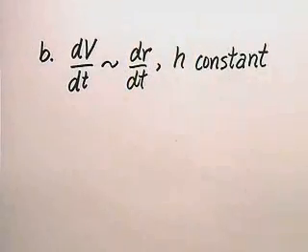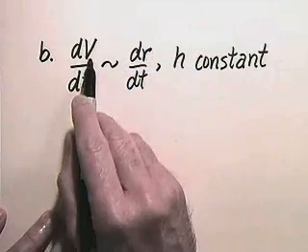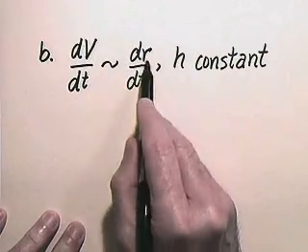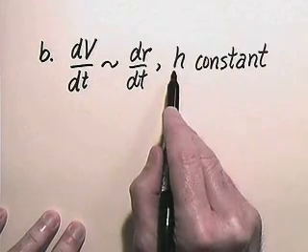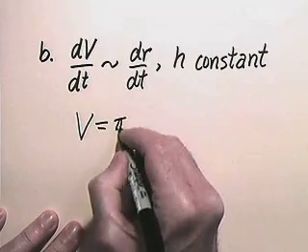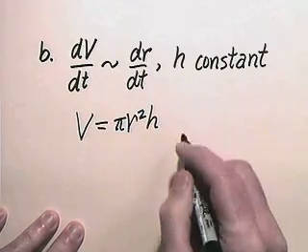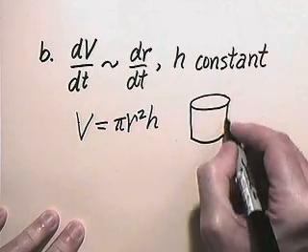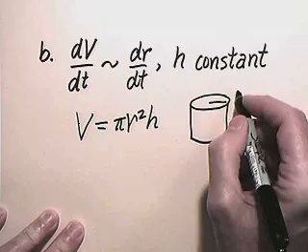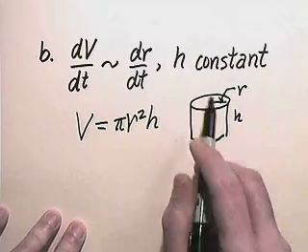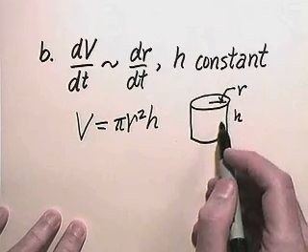Now let's take a look at part B. So in part B, we're interested in the rate of change of volume with respect to time in relation to dr/dt, the rate of change of the radius, if we hold the height constant. Remember, our formula V equals pi r squared h gives us the volume of the cylinder whose radius is r and height is h. So this time we want to keep the h constant and the r is increasing.